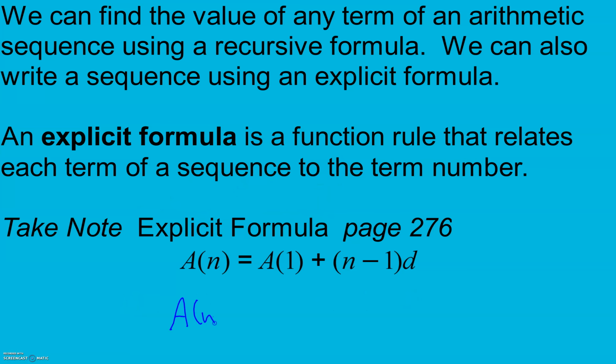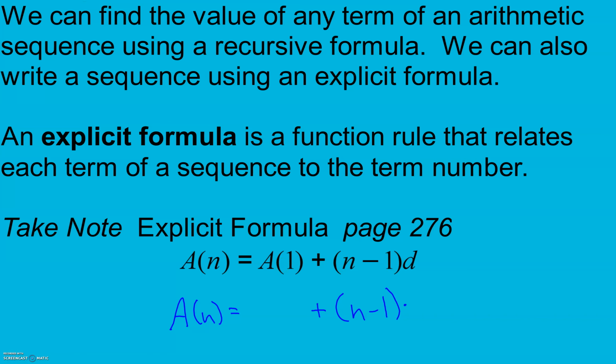So my framework, the part that's going to stay the same every time here, is going to be a of n equals the value of our first term, where we start. We're going to add on to that n minus 1, so our term number minus 1, the number of terms before the one we're looking for, times our common difference. So if we're looking for the 100th term, we're going to multiply our common difference times 99, 100 minus 1, and then add on where we started.